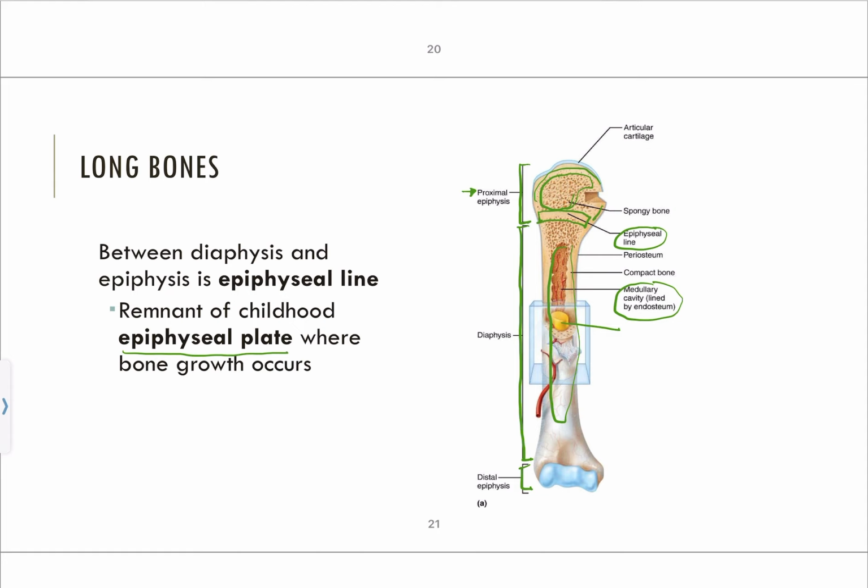And the epiphyseal plate is made up of cartilage. So remember, the only way to produce new bone is to actually grow it from cartilage. So the epiphyseal plate in adolescence is cartilage. Once your epiphyseal plate is no longer cartilage and it's converted to bone, you can no longer grow in height, at which point we call it the epiphyseal line.